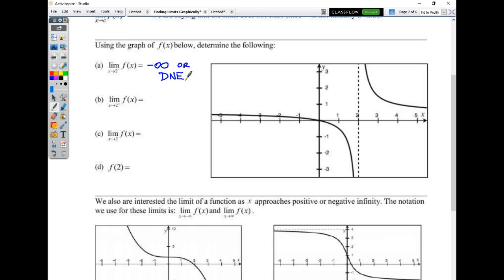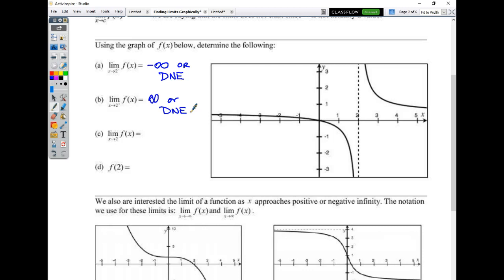Limit as x approaches 2 from the right side. Positive infinity or DNE? Yes, on a free response question in either of these situations, you would have gotten credit for either of them. The better answer is negative infinity or positive infinity because having the directionality is just a little bit more information, but DNE is not incorrect.